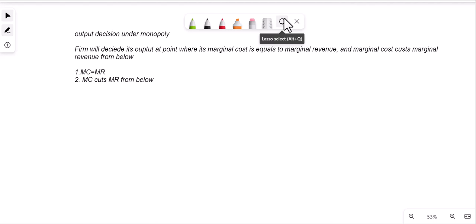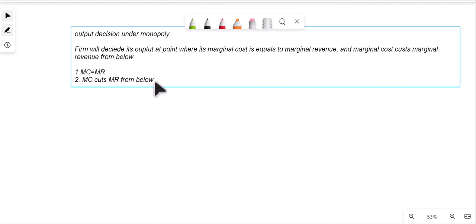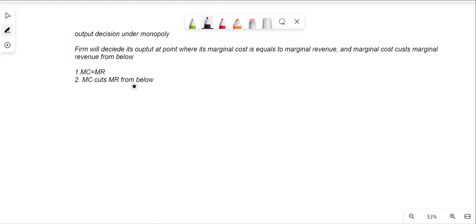In our today's lecture we will discuss how a firm will decide its optimum level of output under monopoly or imperfect competition. So basically, the firm will stop producing at the point where its marginal cost equals marginal revenue, and the second condition is that marginal cost cuts MR from below. So these are the two conditions for deciding the output level.